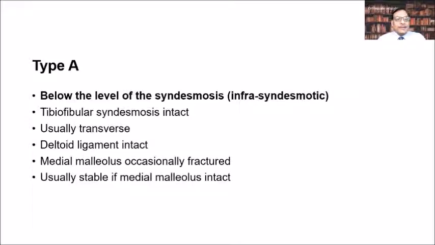Type A, the fracture of the fibula will be below the level of the syndesmosis. This is called infrasyndesmotic. It means the tibiofibular syndesmosis is intact, and usually the fracture is transverse. Deltoid ligament usually is intact. Medial malleolus is usually fractured. It is stable when the medial malleolus is not fractured.